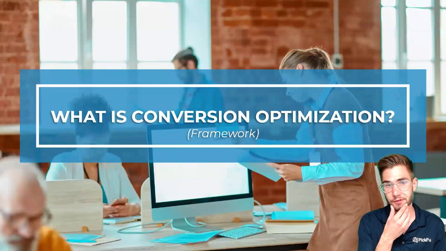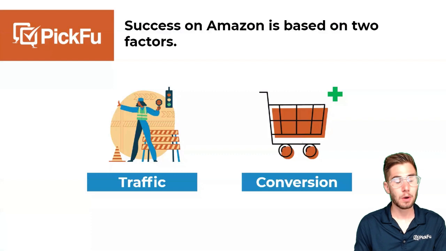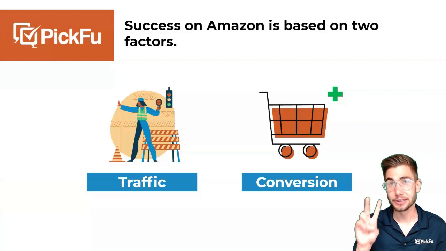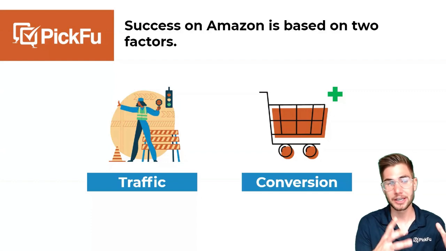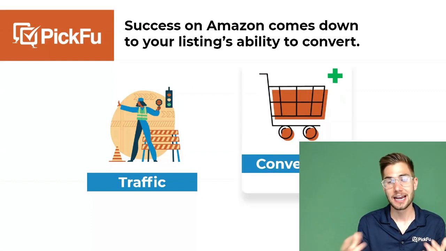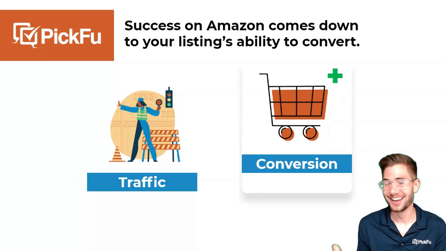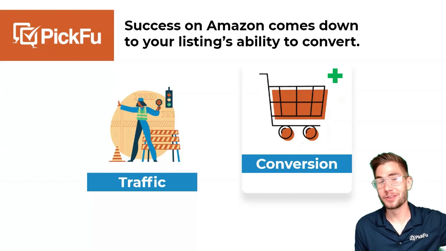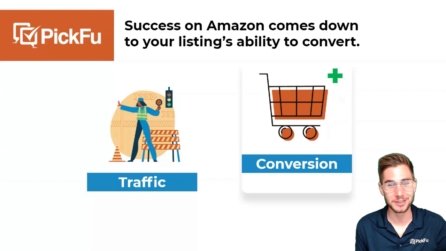So let's start with this framework real quick, and that's, what is conversion optimization? And so, as you probably already know, success on Amazon is going to come down to really two key factors, right? You've got traffic, that's the number of people that you can actually get to come to your listing, and then you have conversion. This talk is going to focus solely on conversion. Kind of like Adam was saying earlier that, hey, I wish I was the expert on everything. I'm really not good at all on the traffic side. I understand the basics of PPC, but it is not my specialty.